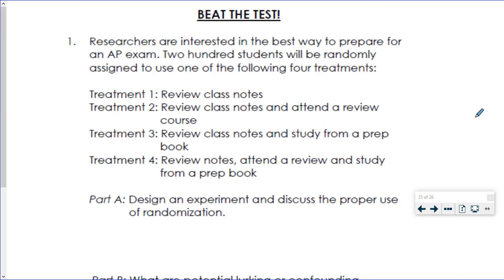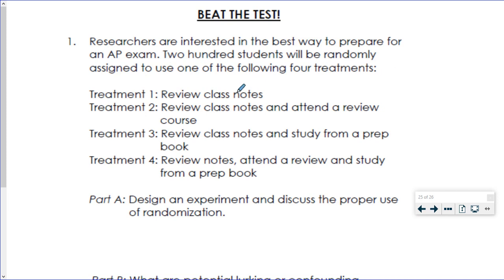All right. And finally, the last part of what we're doing before you get into your questions for this week to finish them up. The last, check your understanding. Researchers are interested in the best way to prepare for an AP exam. 200 students will be randomly assigned to use one of the following four treatments.